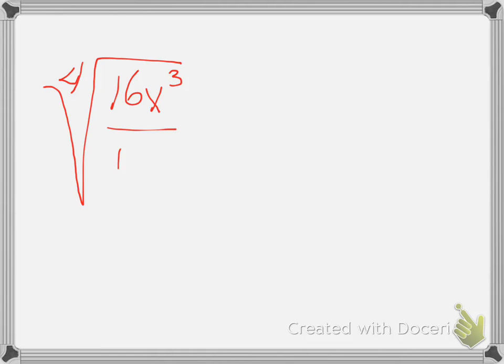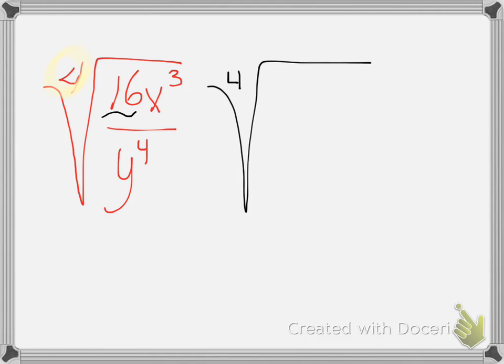Here's another one, so let's use the index of 4. And let's put a fraction in there. Okay, so I'm looking to put things in powers of 4. So the 16: 2 times 2 is 4, 4 times 2 is 8, 8 times 2 is 16. So I know that I can rewrite 16 as 2 to the 4th.